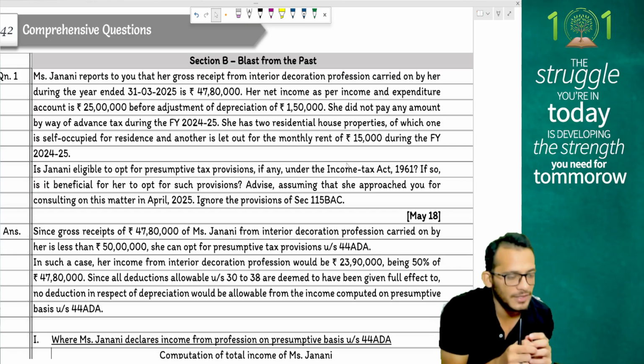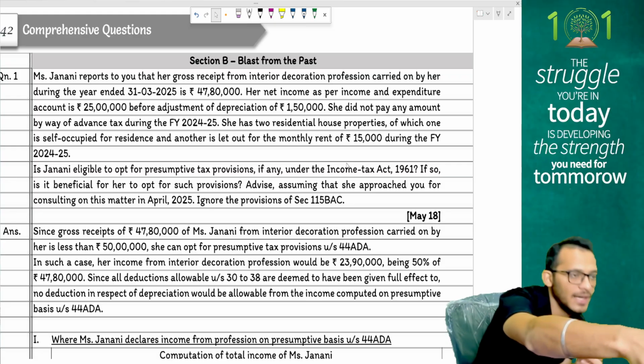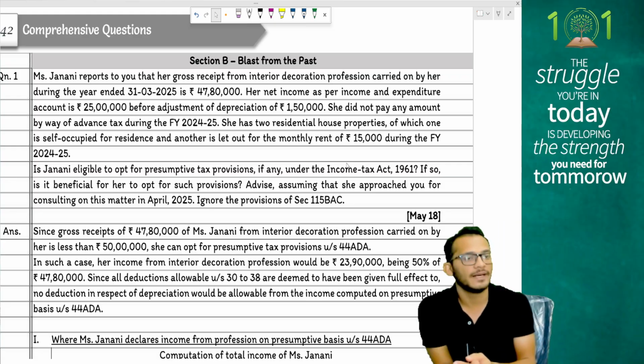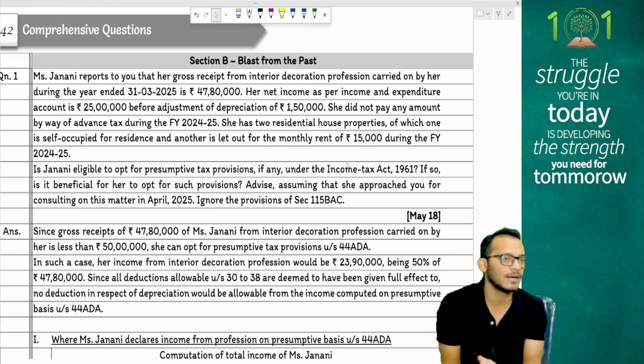Question number one we do. Balance questions we'll come back and do when we come from a break. We'll do only question number one now, and come back after the break to do the balance questions.